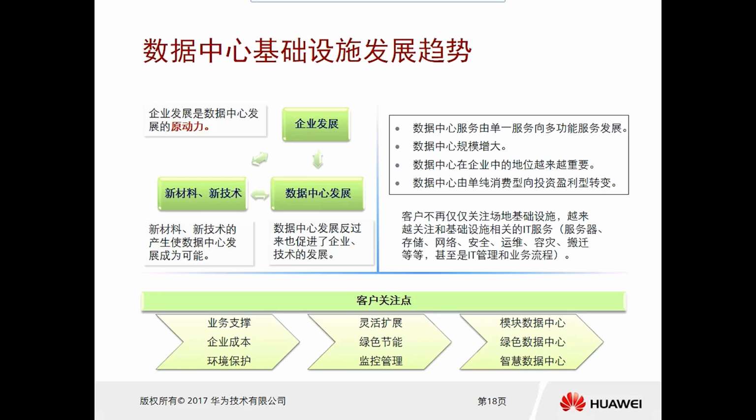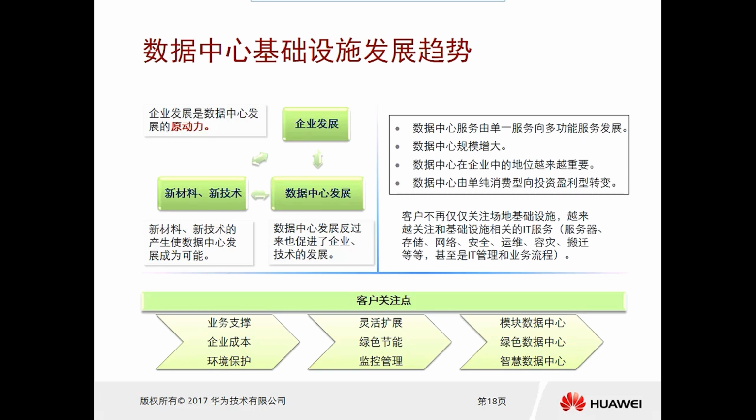Conversely, the development of the data center and the implementation of various functional services also promote the enterprise's further development. The development of data centers has raised new requirements for relevant information technology. Conversely, the emergence of new technologies and materials makes it possible to satisfy the new requirements of the data center, which drives data center development and, at the same time, promotes the progress of the enterprise.